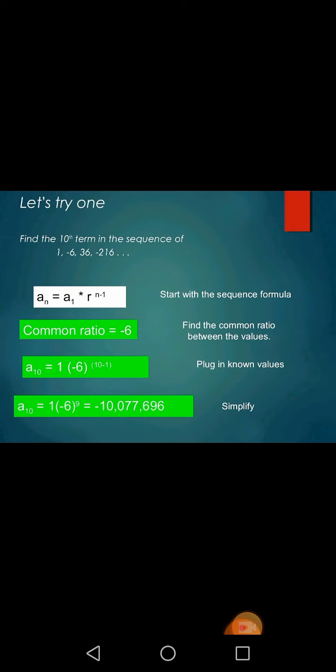So I will first write the formula, Aₙ equals A₁ times r to the power n minus 1. The common ratio here is negative 6, as we said before. So A₁₀ equals A₁, the first term here is 1, times the ratio negative 6, to the power 10 minus 1. So A₁₀ equals 1 times negative 6 to the power 9 equals, simplify it to get the answer here, of course with the calculator.